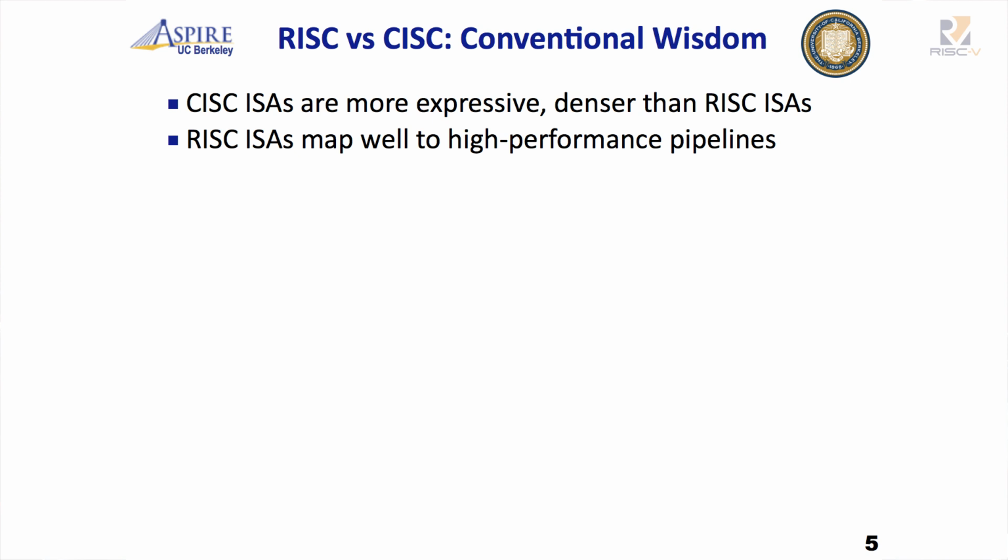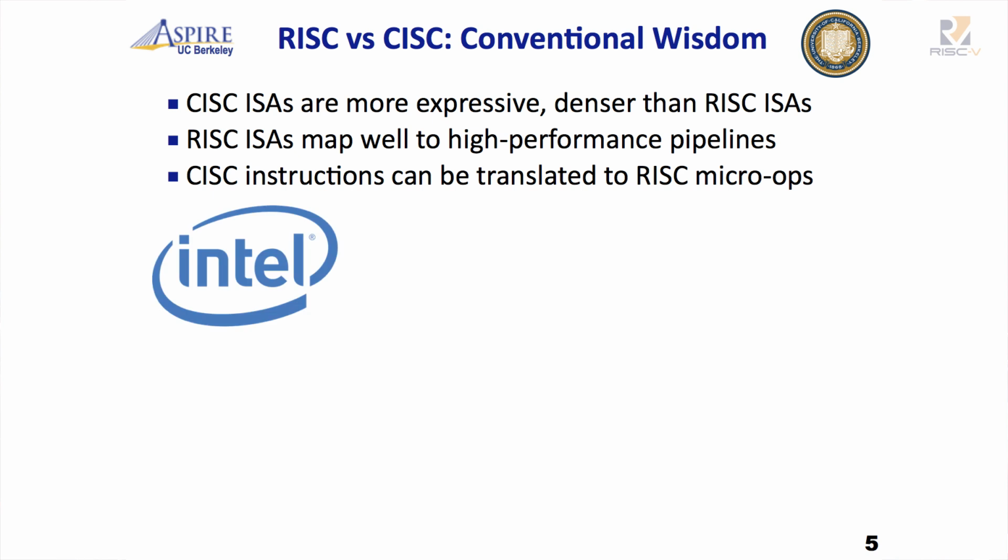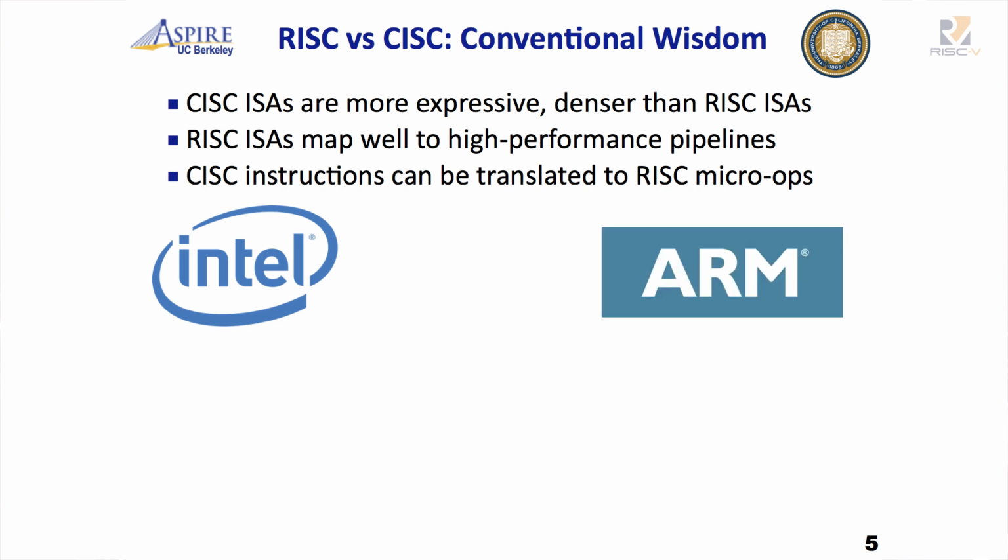RISC instructions map very well to high-performance pipelines, so it's really easy to make these go fast. But then the CISC guys did a bit of a jujitsu and realized, wait a minute, we can just on-the-fly decode or retranslate our CISC instructions into RISC-like micro-ops. So we can have both the expressiveness and the density and get the high performance. And this is what we've seen borne out in the marketplace. The CISC ISAs from Intel have dominated the desktop and server spaces. And we also have the CISC ISAs from ARM that have dominated the mobile and the embedded.